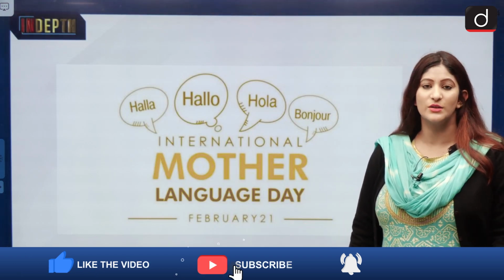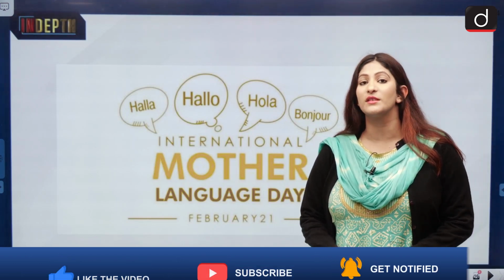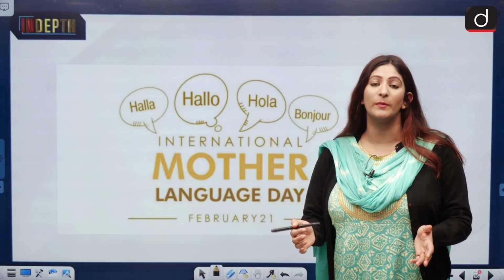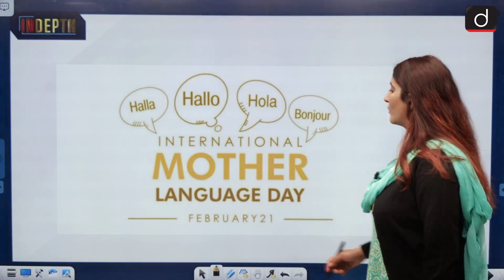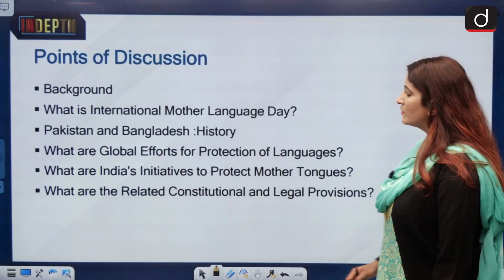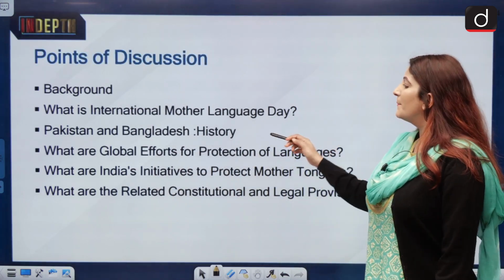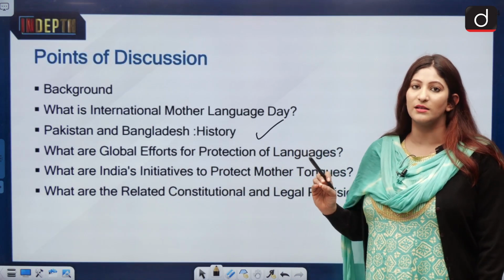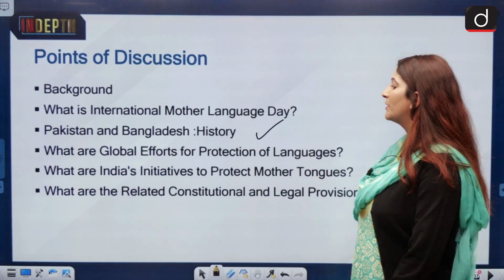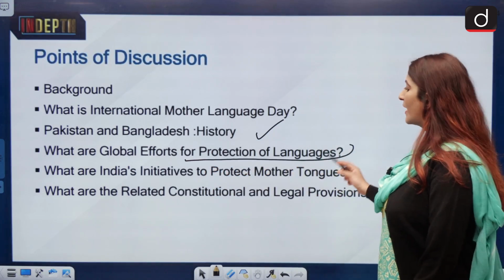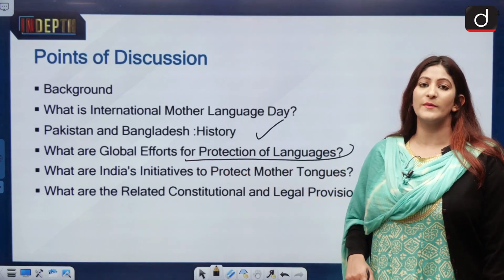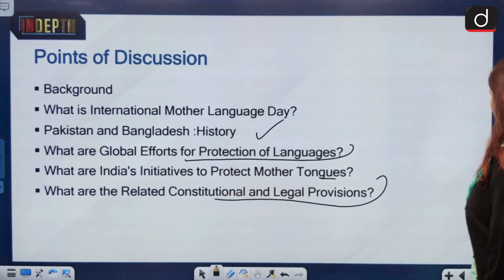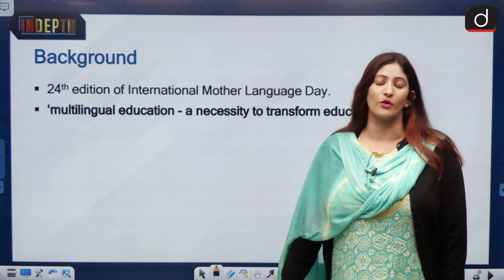So it is important to ensure the conservation of such mother tongues in an era, we can say, where there is a horde of people who want to learn international languages. Okay, so let us move ahead and talk about the background. What is International Mother Language Day? Pakistan and Bangladesh are history with respect to the cultural linguistic dispute that occurred and eventually led to the Bangladesh Liberation War. What are the global efforts for protection of languages? What are the initiatives that have been undertaken by India to conserve mother tongues, and what are the related constitutional and legal provisions? Moving ahead, first of all, let us talk about the backdrop.